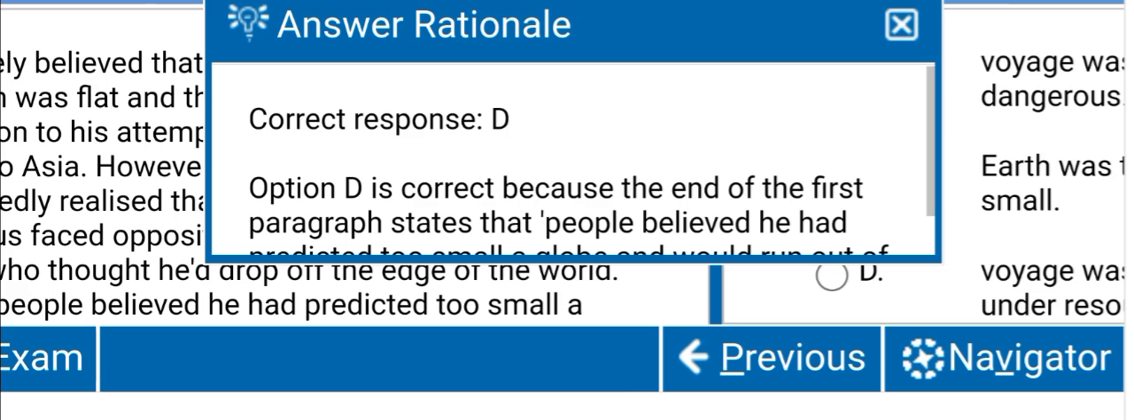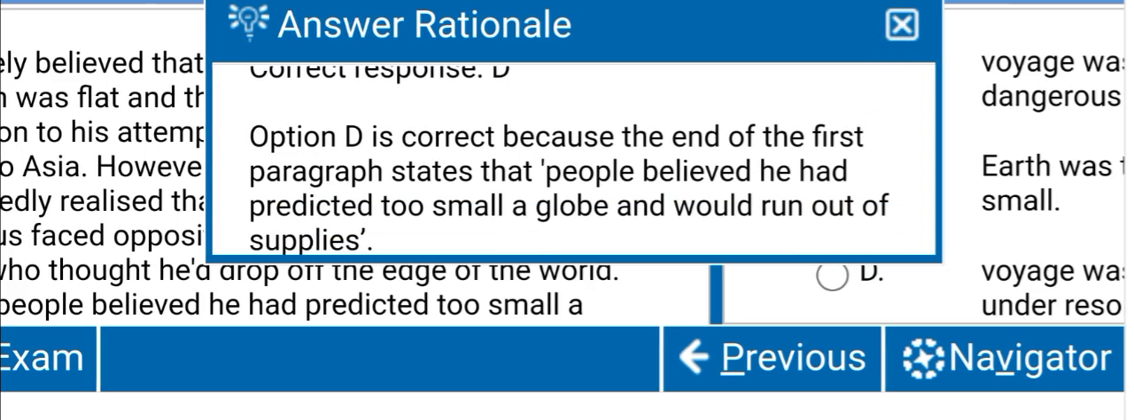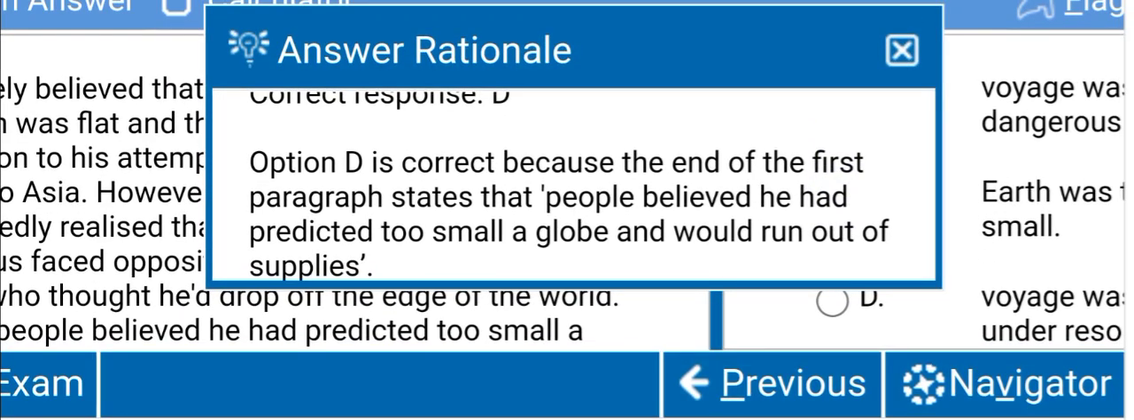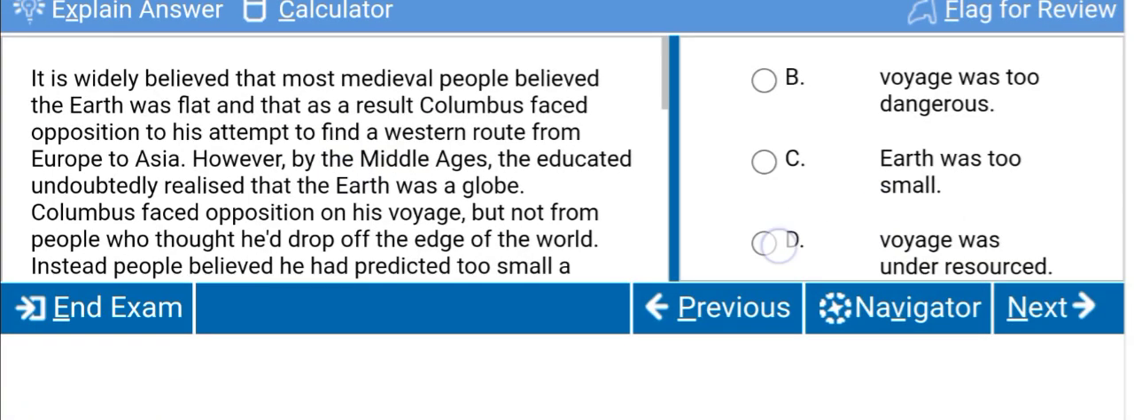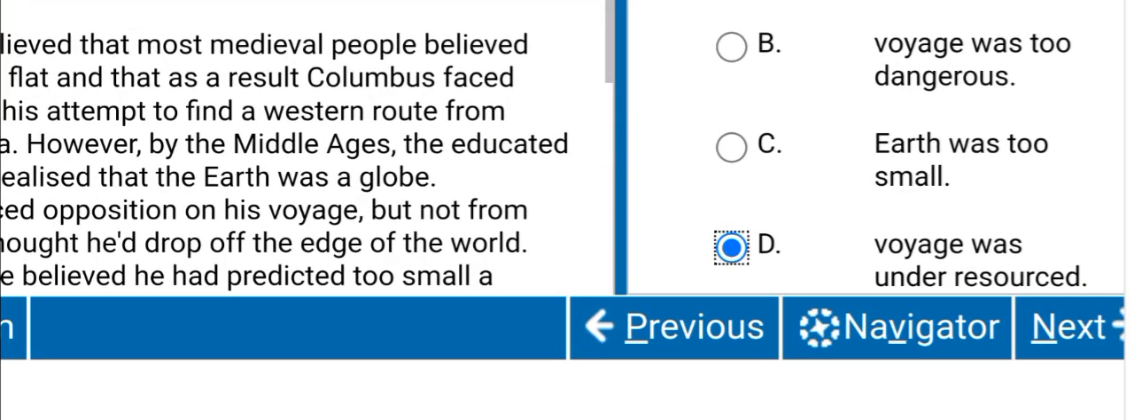So correct response is option D. It is correct because the end of the first paragraph states that people believed he had predicted too small a globe and would run out of supplies. So that's why option D is correct, which is voyage was under-resourced.